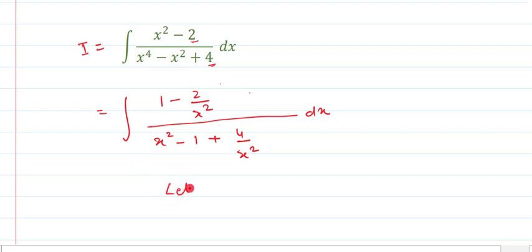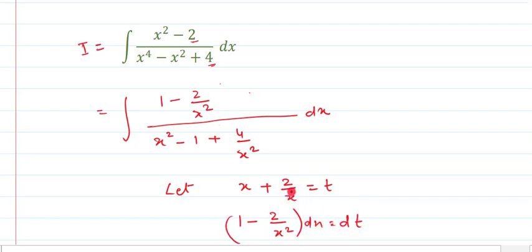Now let us put x plus 2 upon x as t. We should take this constant term the same, because only after the derivative we are getting 1 minus 2 upon x square dx is equal to dt. So as there is no change in the constant term, that's why the constant term is to be taken which is in the numerator itself. It is 2, 3 or whatsoever, it is according to this term which is in the denominator.